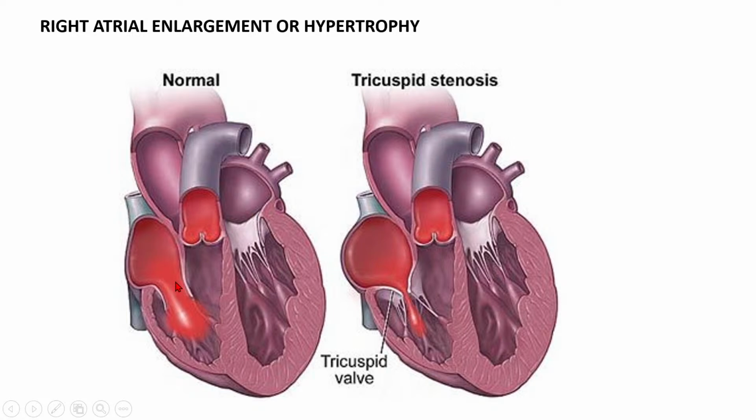Right atrium, it can undergo enlargement or hypertrophy if there is a stenosis of the tricuspid valve, which is present between the right atrium and the right ventricle. By stenosis we mean the narrowing of the tricuspid valve, and it can happen in conditions like rheumatic heart disease secondary to rheumatic fever. So, right atrial enlargement can occur due to tricuspid stenosis.